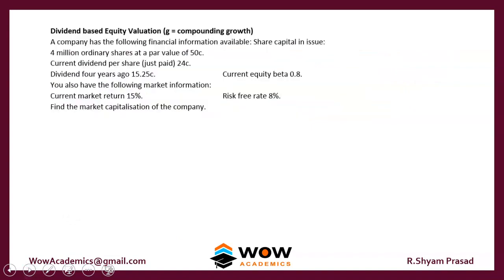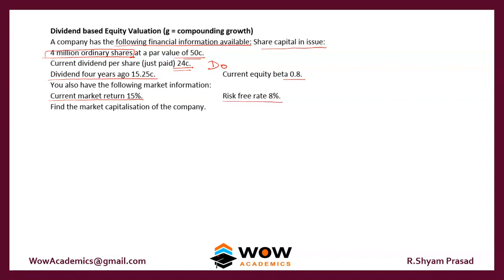So we have a problem here. A company has the following financial information available. The share capital in issue is 4 million shares which are worth 50 cents. So they have given you the total number of shares. Current dividend per share is 24 cents. So current dividend per share is D0. Dividends 4 years ago is 15.25 cents. The current equity beta is 0.8, the current market return is 15%, and RF is 8%.